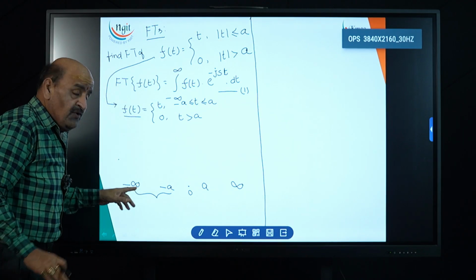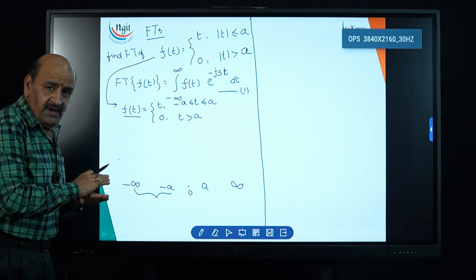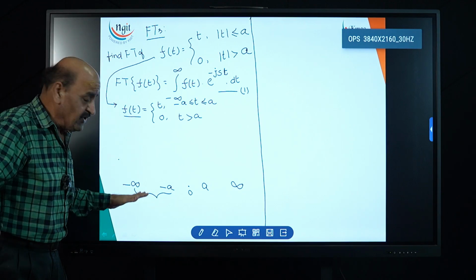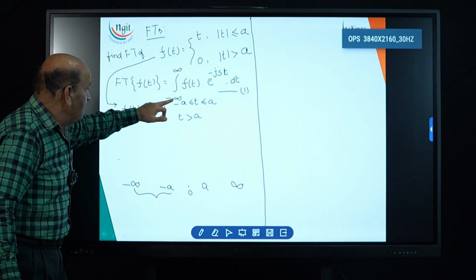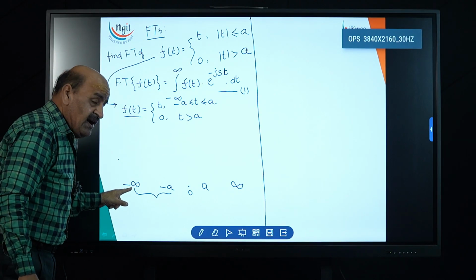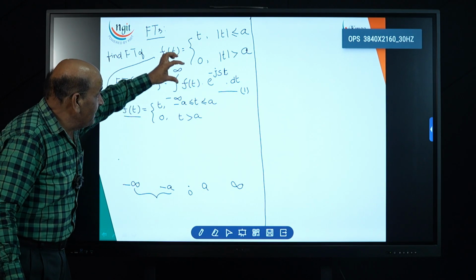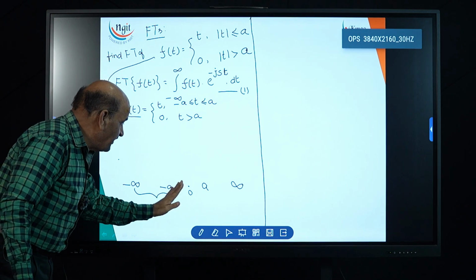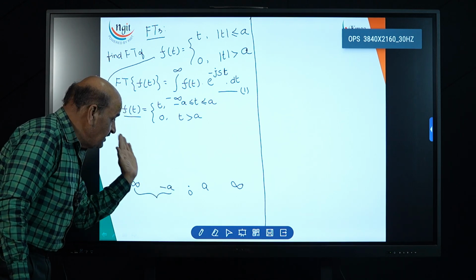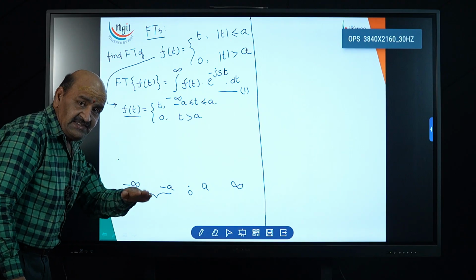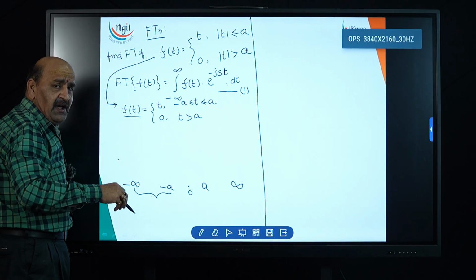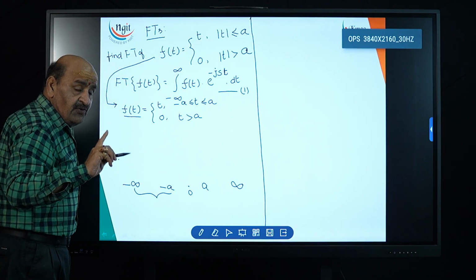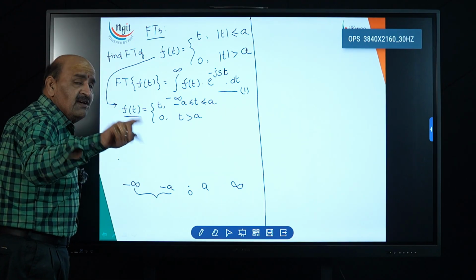Now, to avoid any confusion, students have to make a design like this. These are the Fourier limits of the Fourier integral from minus infinity to plus infinity. The given limits are minus a, which is the left side of the origin, and plus a, which is the right side of the origin. You have to make this, because a Fourier transform covers all the values.